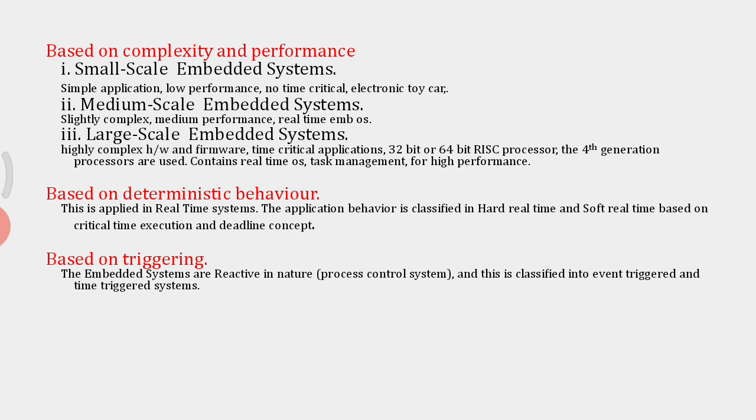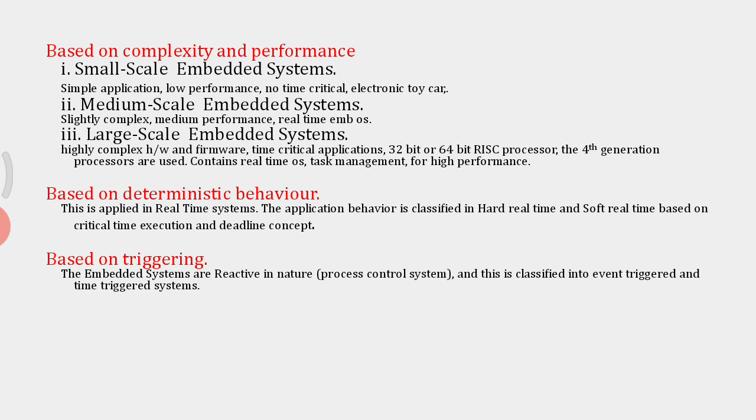The medium scale embedded systems. Here the embedded systems are slightly complex in hardware and firmware. They are usually built around a medium performance, low cost 16-bit or 32-bit microprocessor or controller, or any DSP. That is, second generation and third generation processors are used in medium scale embedded systems. They usually contain an embedded operating system for functioning.